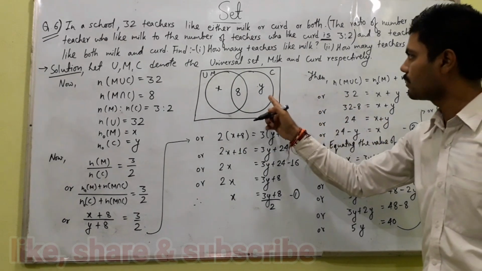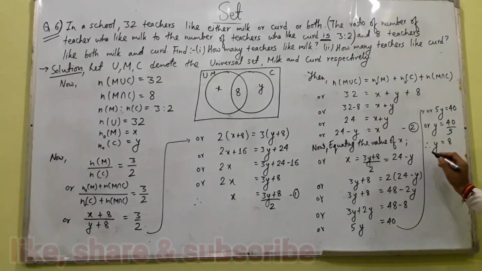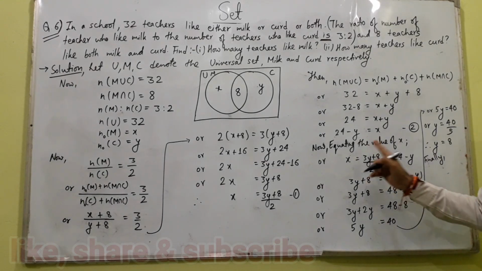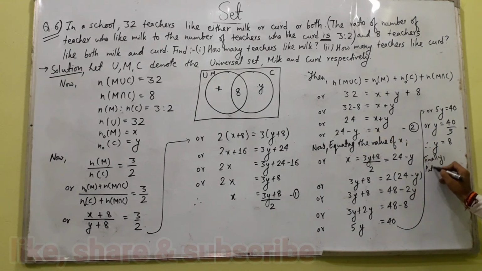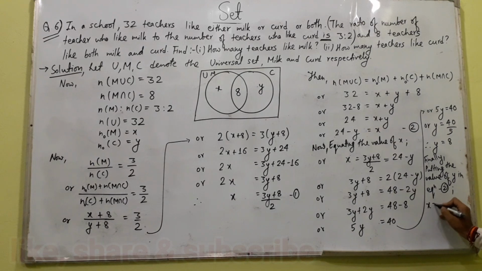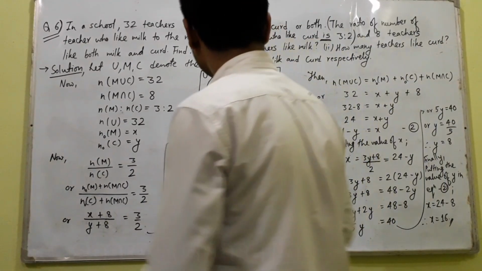It means the people who like only curd are 8. Finally, you can put the value of y in equation 2. Putting the value of y in equation 2, x is equal to 24 minus 8, therefore the value of x is 16. So the conclusion you can write as per the question.